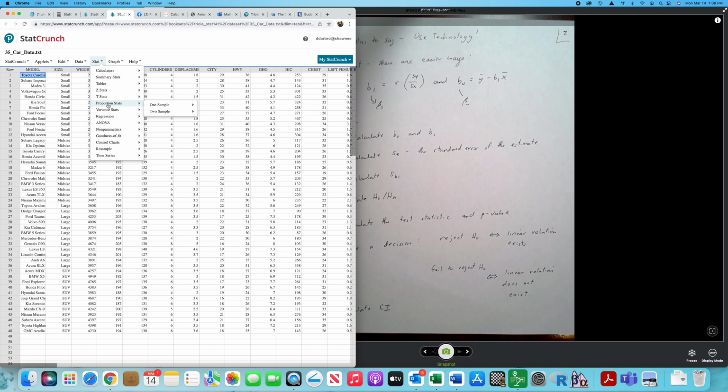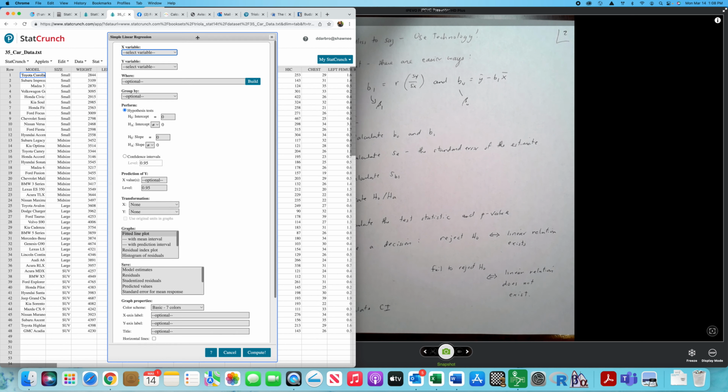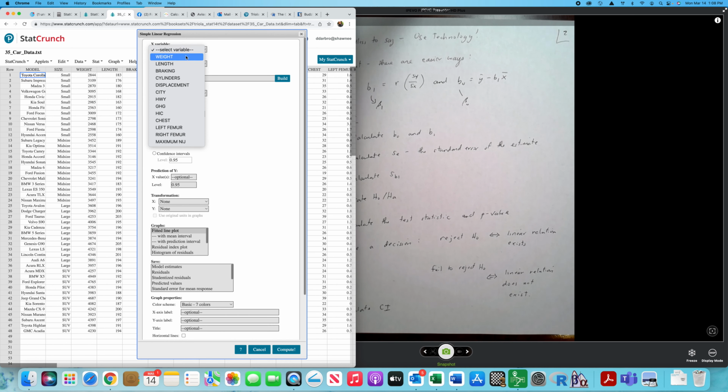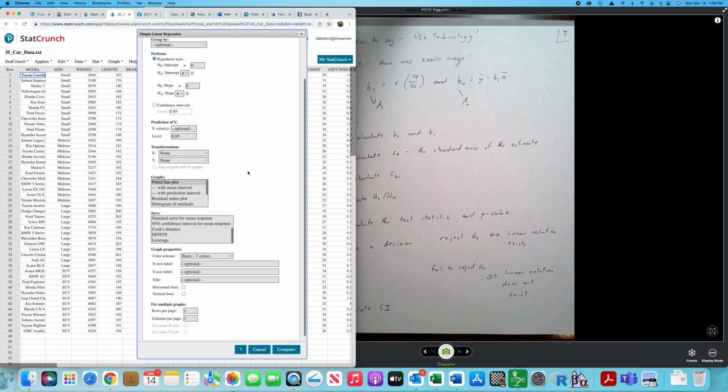The way I carry this out, come down to regression, go to simple linear, and I want my x variable to be weight, and my y variable to be highway miles per gallon. Now, the hypotheses: we're going to set up the intercept equal to 0, intercept not equal to 0. Standard form, the slope equal to 0, the slope not equal to 0. We'll get into confidence intervals later. Really, that's about all we need at this time. There's a lot of cool stuff down here, but unfortunately, I don't have enough time to teach it all to you.